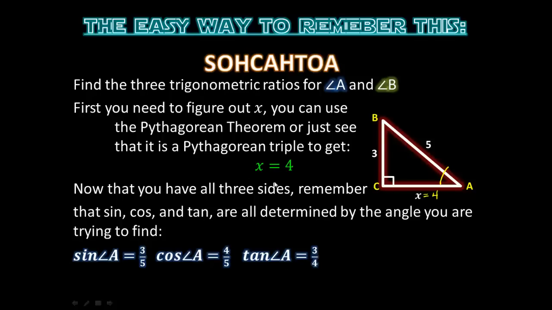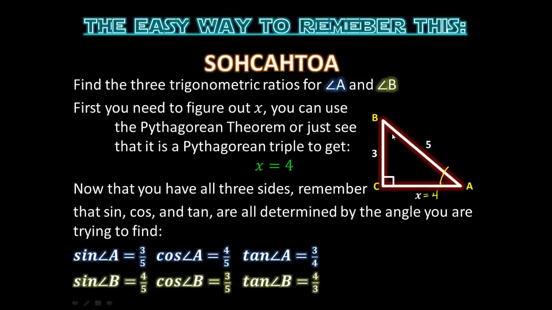Now let's see how that changes when we're looking at angle B. So now you can see that they're different. Even though we're talking about the same triangle, these ratios are different, because for angle B, the opposite is 4. The hypotenuse is still 5. That doesn't change. Cosine, that's adjacent, which in this case is now 3 over 5. And the tangent, it's opposite over adjacent, so 4 over 3 as opposed to 3 over 4.